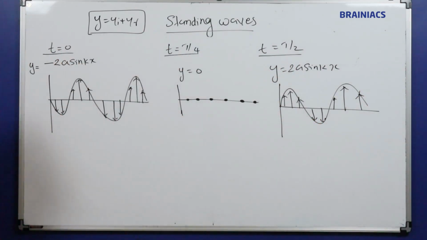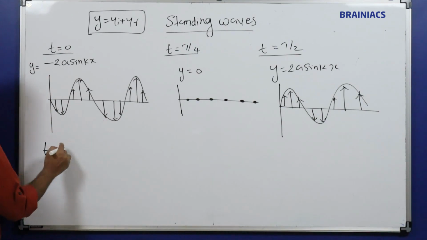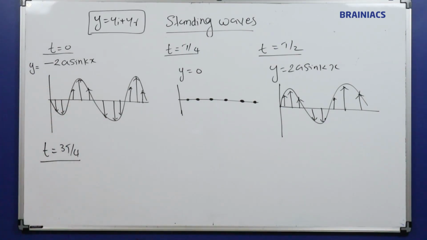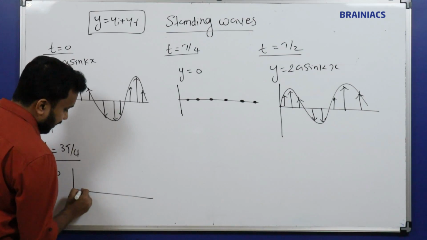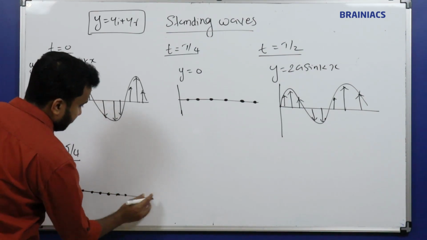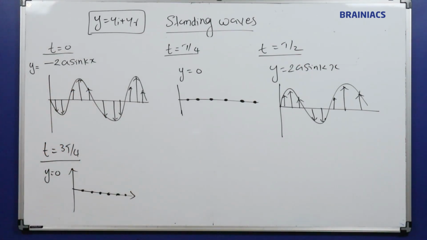So at t equal to T by 2. Next point, how much? It is 3T by 4. At t equal to 3T by 4, what is the value we will get? y will be equal to 0. So how should our graph look? Points along the axis, because y equal to 0 means there is no amplitude.